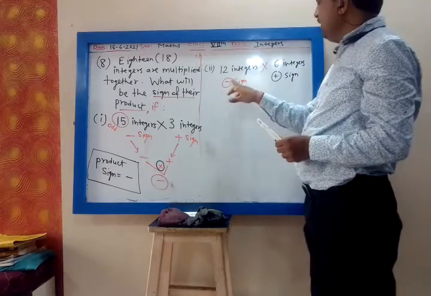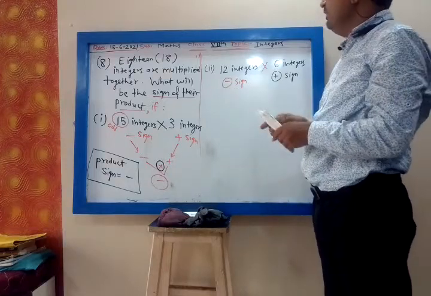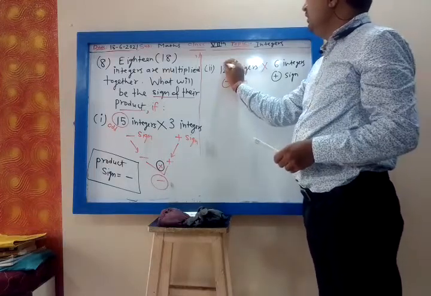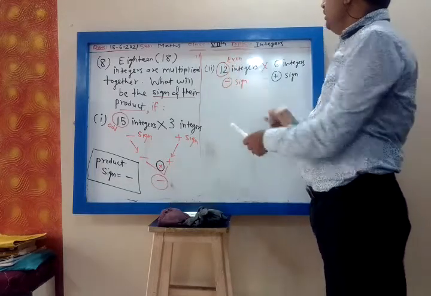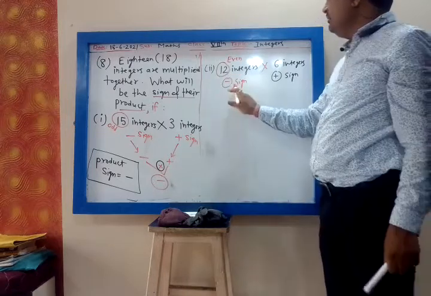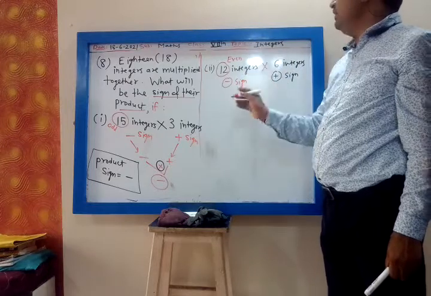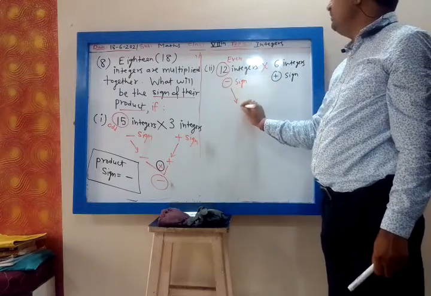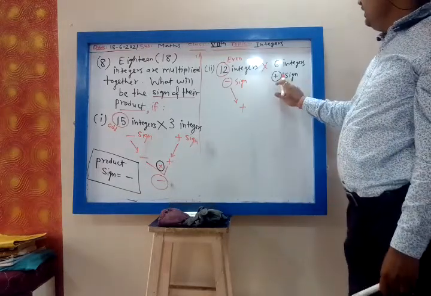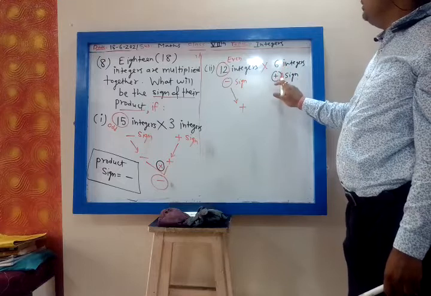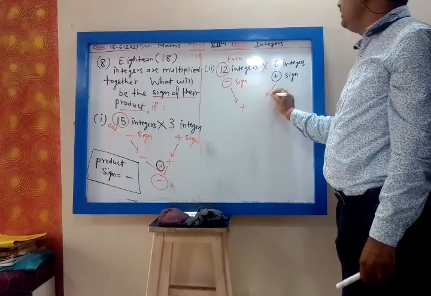Now you tell me, you are multiplying the negative sign how many times? 12. Now is 12 even or odd? Even. So you are multiplying the minus sign an even number of times. Whenever the minus sign is multiplied an even number of times, the final sign will be plus. And 6 times you are multiplying the plus sign, so the multiplication of all these will be plus only.